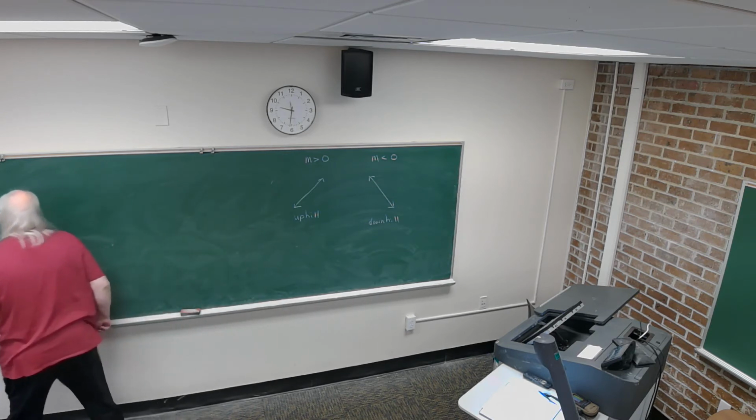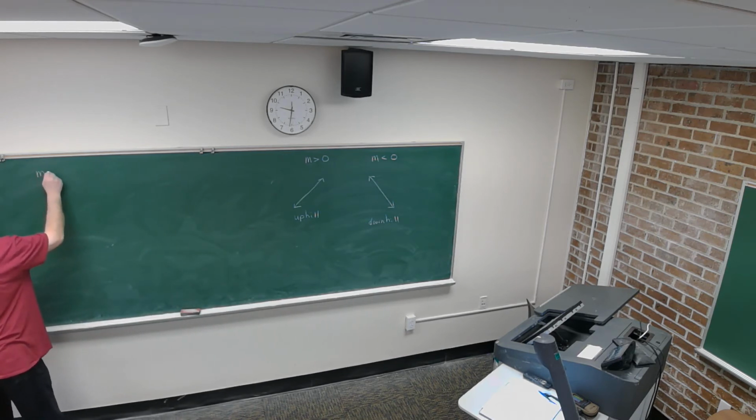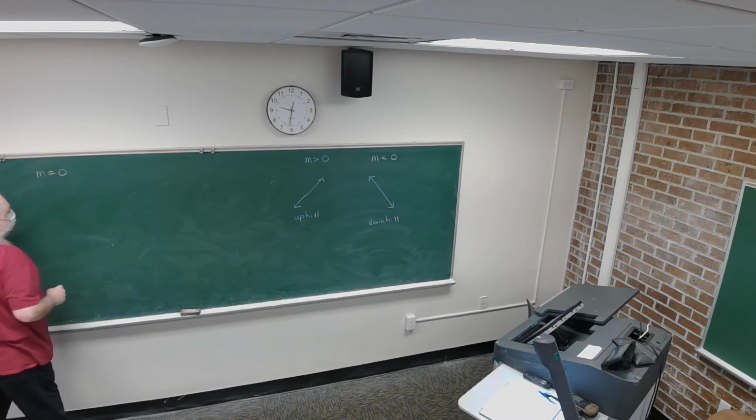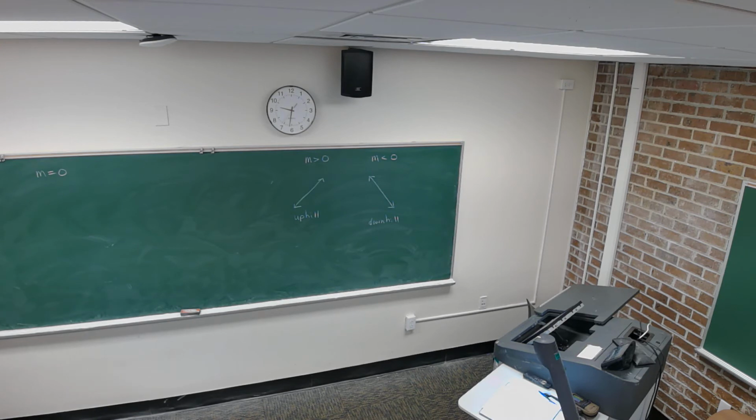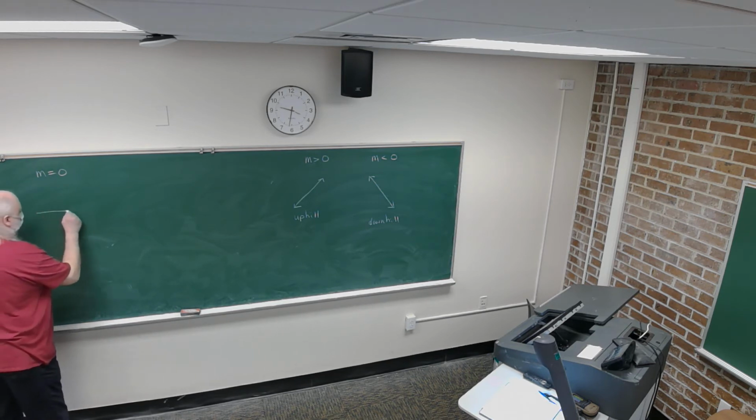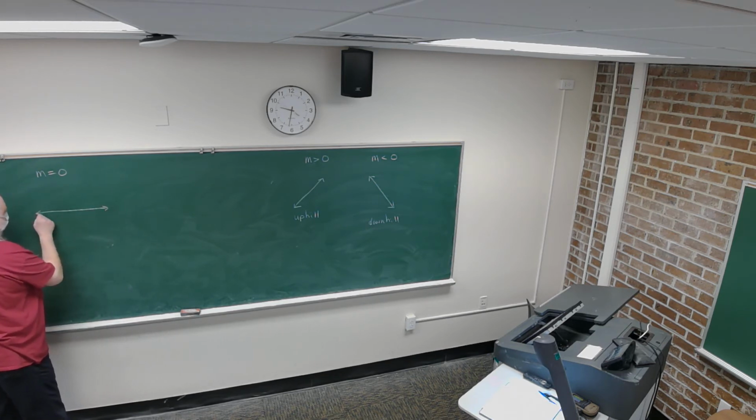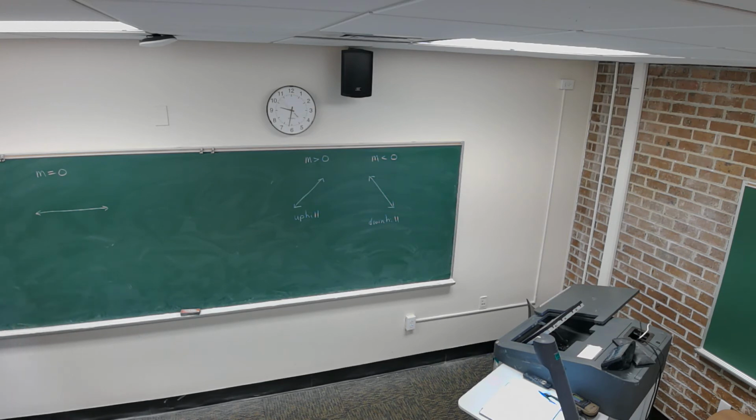And in the third scenario, the slope is 0. What kind of a line do we have when the slope is 0? Yeah, it's horizontal. It's perfectly flat. You can say there's no incline to it. It's perfectly flat.